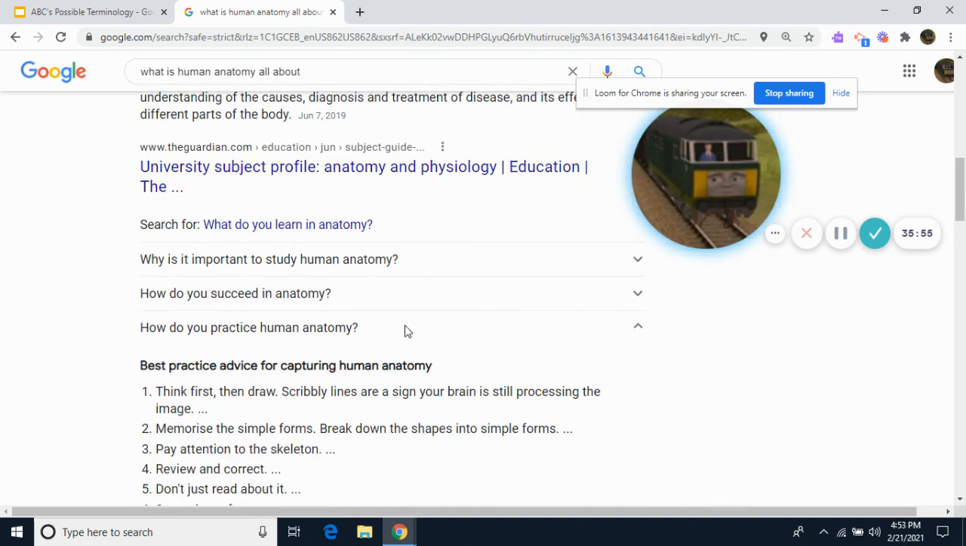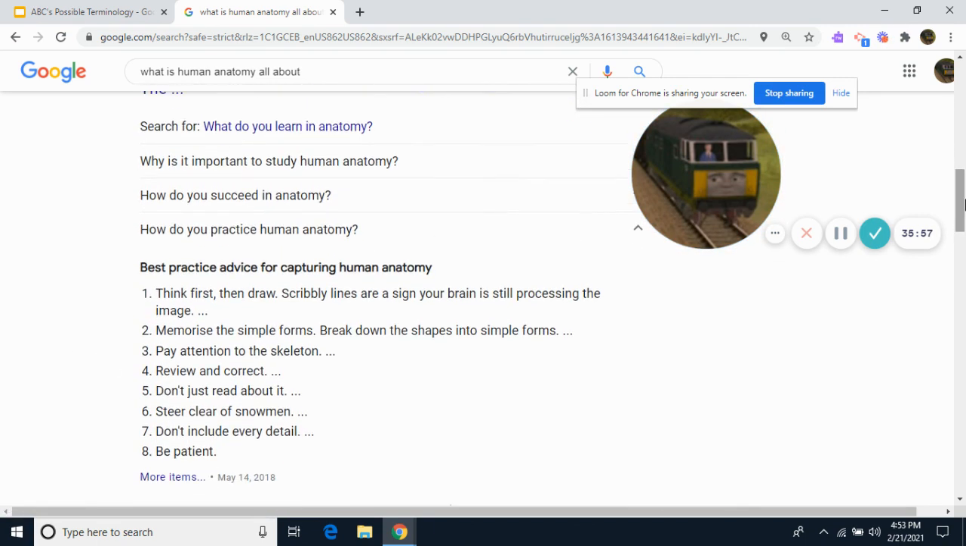Okay, so how do you practice human anatomy? Simple. Think first, then draw scribbly lines or assign your brain to start processing the image. Memorize the simple forms. Break down the shapes into simple forms. Pay attention to the skeleton. Don't just read about it. Steer clear of a snowman. Don't include every detail. And be patient.